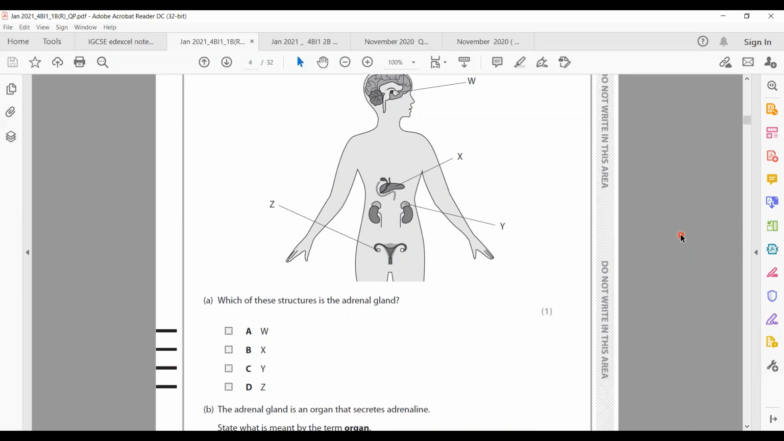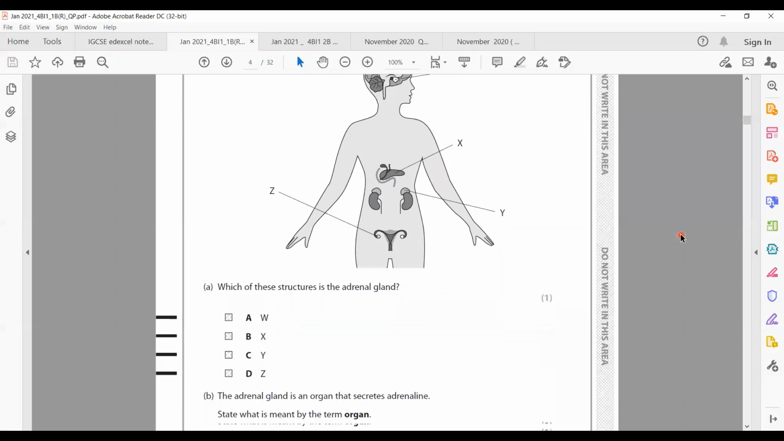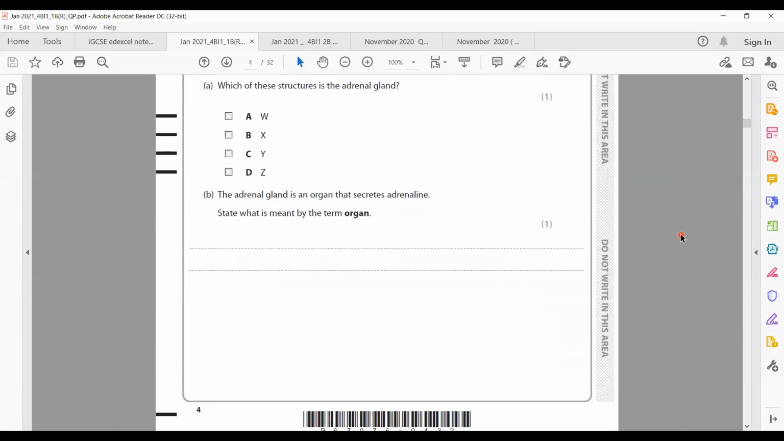Which of these structures is the adrenal gland? Y. Y, very good. Bravo Salma. Number B. The adrenal gland is an organ that secretes adrenaline. State what is meant by the term organ.